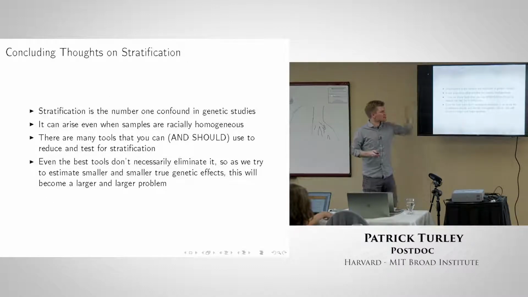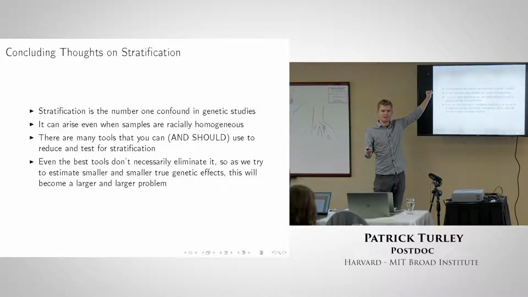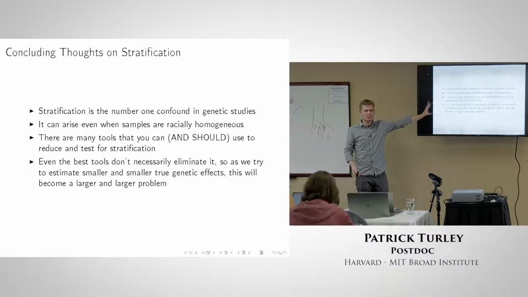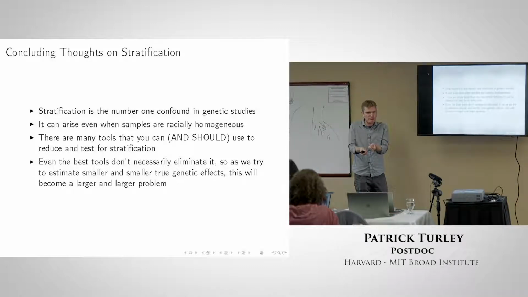So, concluding thoughts: stratification is important, and its importance changes over time as we get increasing sample sizes. I don't think we're ever going to get to the point that we say we've solved it. It can show up even when you think your sample is racially homogeneous or even homogeneous by ancestry. There are lots of tools you can use to measure and test for it, and we talked about a bunch of them. As we get more and more precise and try to identify smaller and smaller effects, stratification becomes a bigger and bigger problem. Great. Thank you.